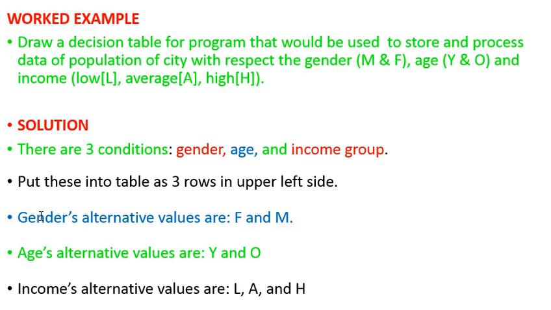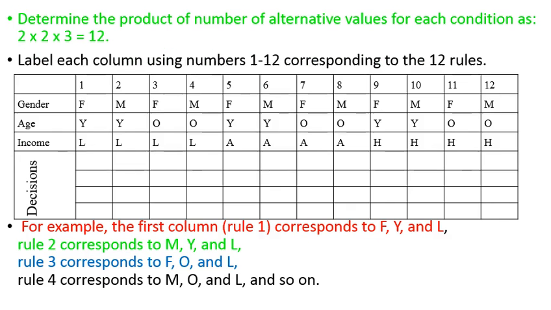And then the next thing is the alternatives. For gender, as we know, we have male and female. For the age alternative, we have young and old. And for the income alternative, we have low, average, and what? High income. So if you look at this, here I have 2, here I have 2, here I have 3. If you want to determine the product of these numbers to serve as your rules, you say 2 for the gender, 2 for the age, and 3 for the income. 2 times 2 is 4, times 3 gives you 12.